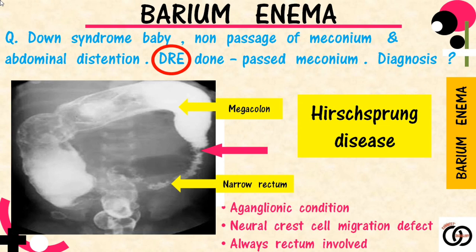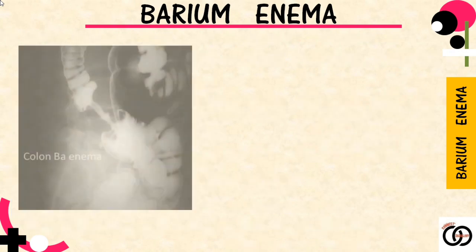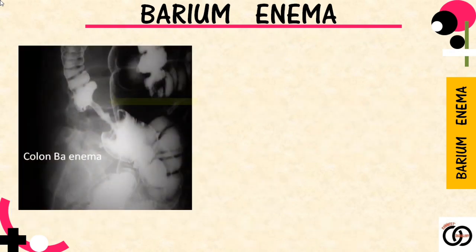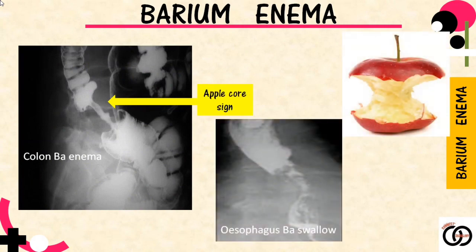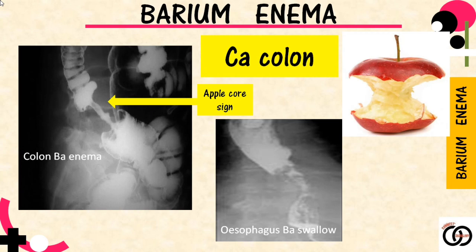And one more, just see this picture. What does this film remind you of? Okay, yes, that's apple core. We saw that in the carcinoma esophagus barium swallow film as well. In the colon, this apple core appearance suggests that it can be a case of carcinoma colon.